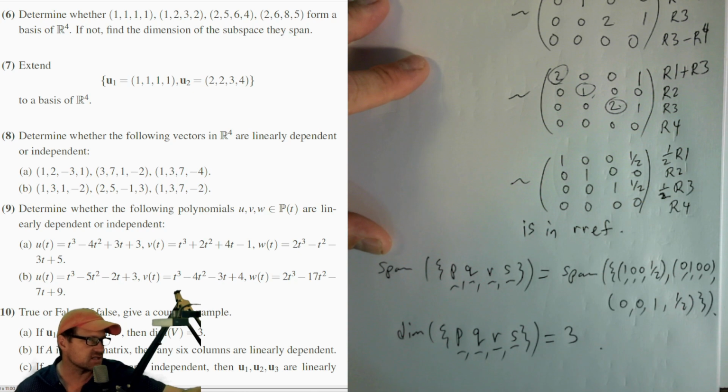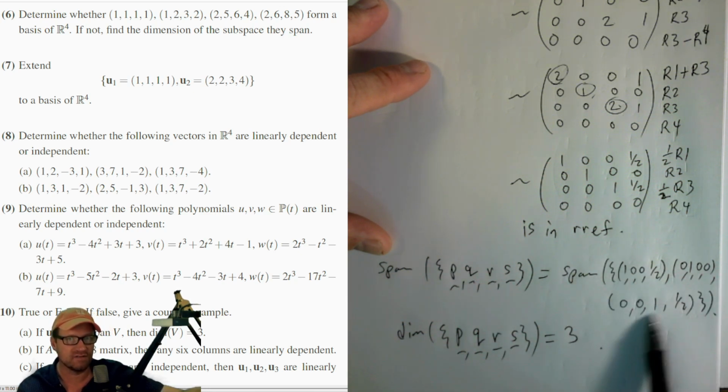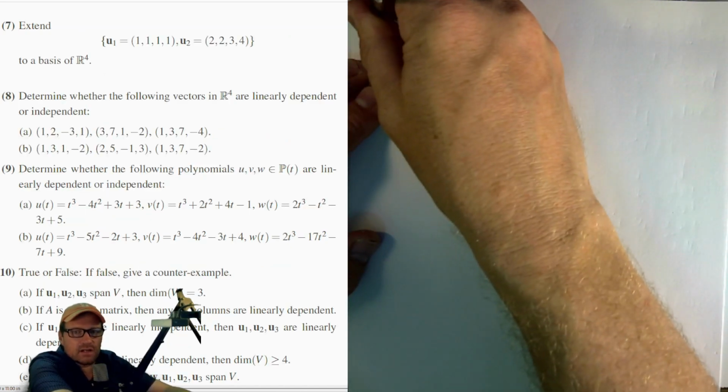Find the dimension of the subspace they span of R4. So this is the subspace that these 4 vectors span. It's spanned by 3 vectors, so that is a proper subspace of 4 space. The dimension is 3.